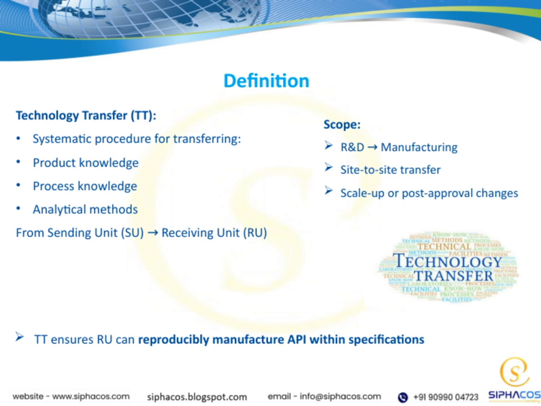Now, let's clarify what TT actually involves. It's a systematic, well-structured procedure designed to transfer key knowledge. This includes product details, process specifics, and analytical methods, from the sending unit, or SU, to the receiving unit, or RU. The goal is to ensure that the RU can replicate the process exactly as it was originally developed. By doing so, TT helps maintain product quality, consistency, and compliance throughout the entire manufacturing process. It's a vital step that underpins the overall theme of reliable, high-quality production in our industry.